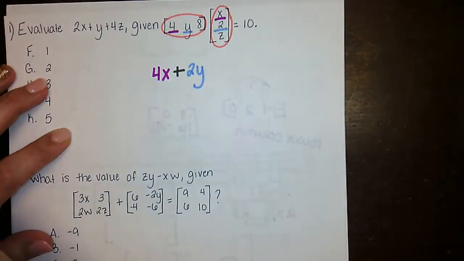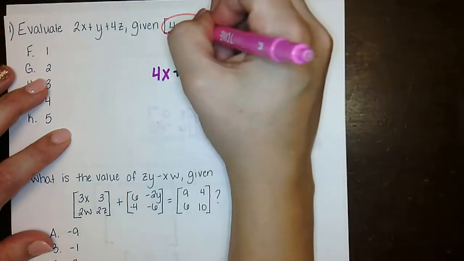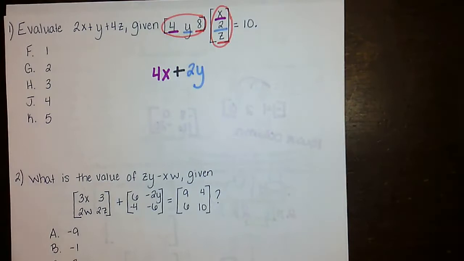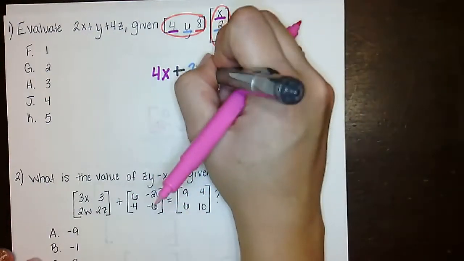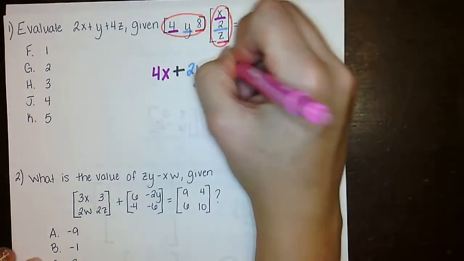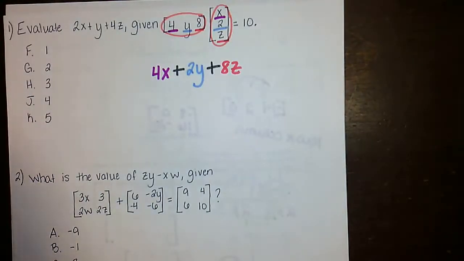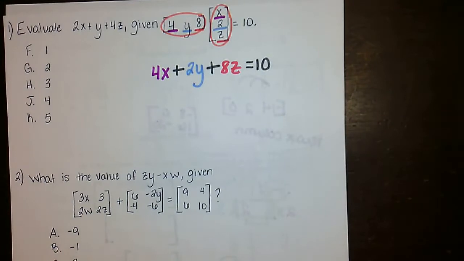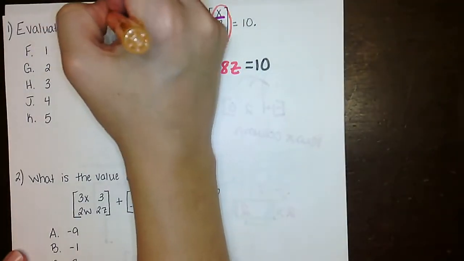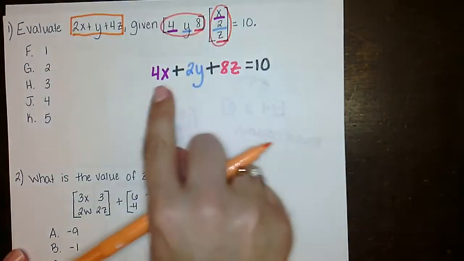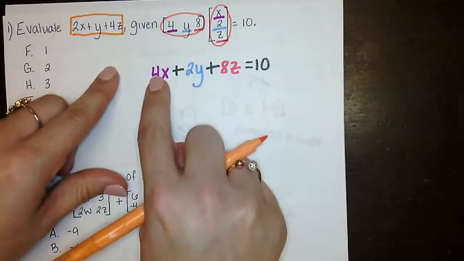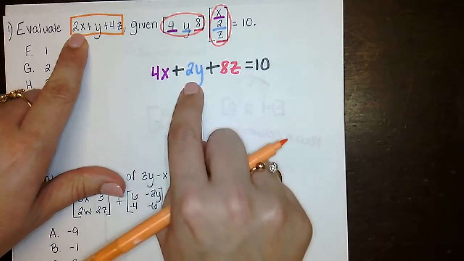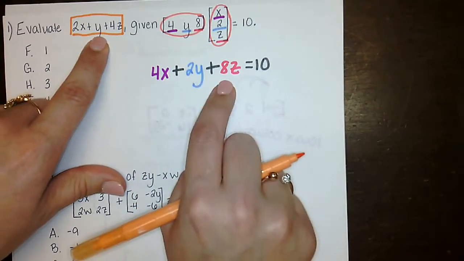And then the last piece, 8 times z is 8z. And it equals 10. We are trying to figure out what this piece right here is. Well, if we look here, I have 4x and a 2x, 2y and a y, 8z and a 4z.